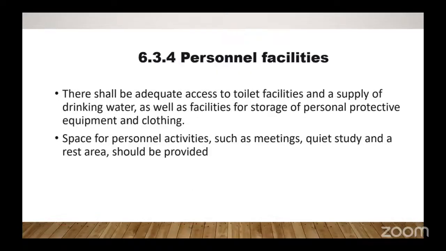6.34 talks about personnel facilities. There shall be adequate access to toilet facilities and a supply of drinking water, as well as facilities for storage of personal protective equipment and clothing. So you should have places where these personnel should be able to stay, like the call room, the staff room, where they have access to drinking water, where they also have good storage for their personal clothing and also for their PPEs. Now, space for personal activities such as meetings, quiet study, and rest areas should also be provided.